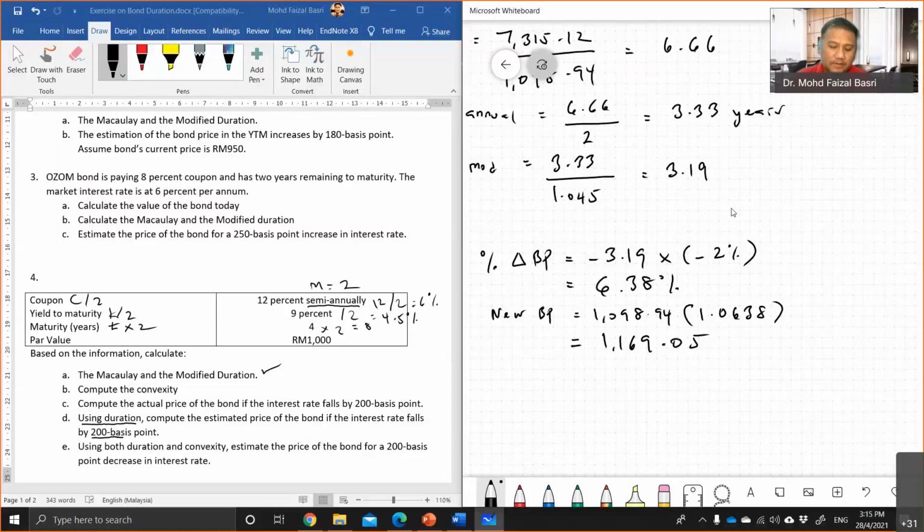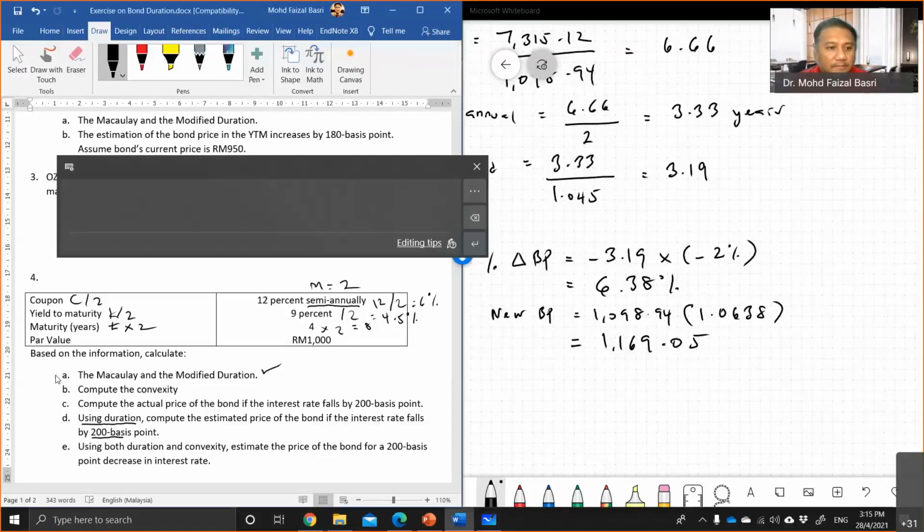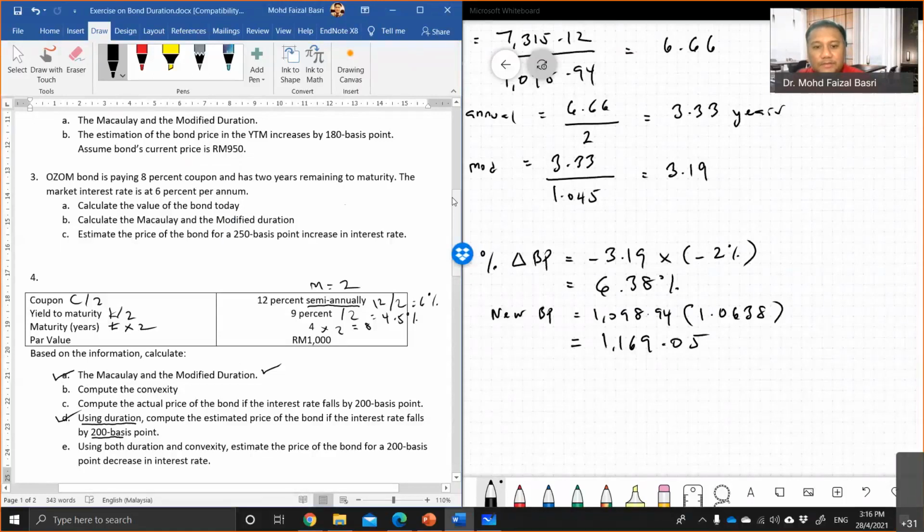Double check that. Double count: 1098.94 times 1.0638 is 1169.05. Okay, so therefore we've done A again, and we've done D. So this is the first.